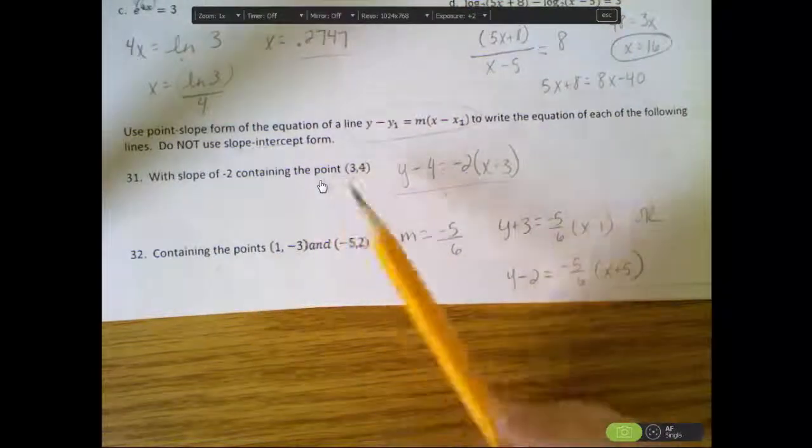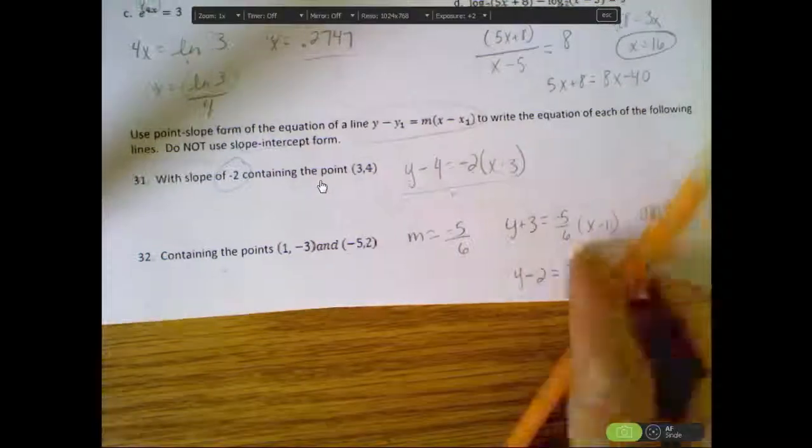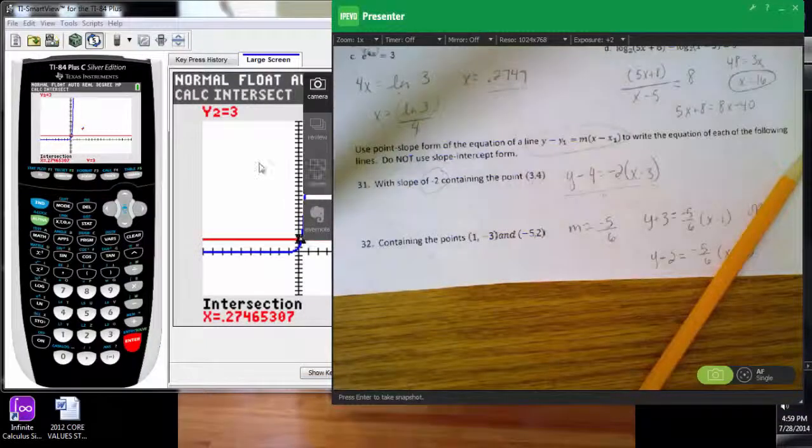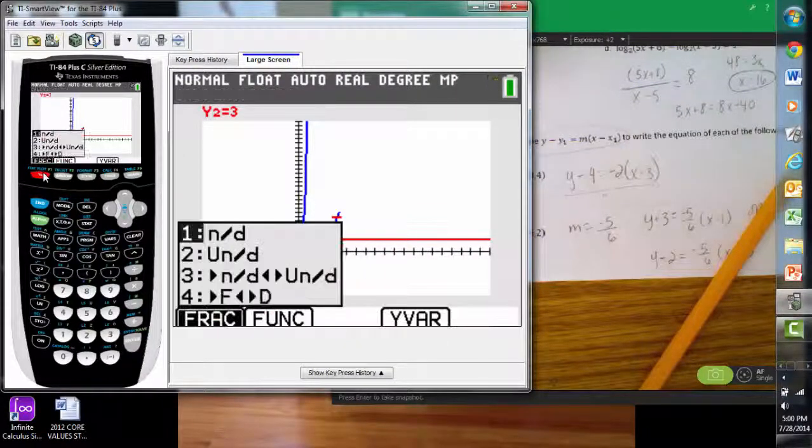Number 32 is the same exact thing, except this time they don't give you the slope. You actually have to find it using the slope formula. I'm going to show you a trick right now so that you never make a sign mistake on a slope formula ever again. You're going to push on your calculator alpha y equals, and if you don't get this screen, you need to come see me immediately because I need to upgrade your calculator. This is the best screen ever invented.